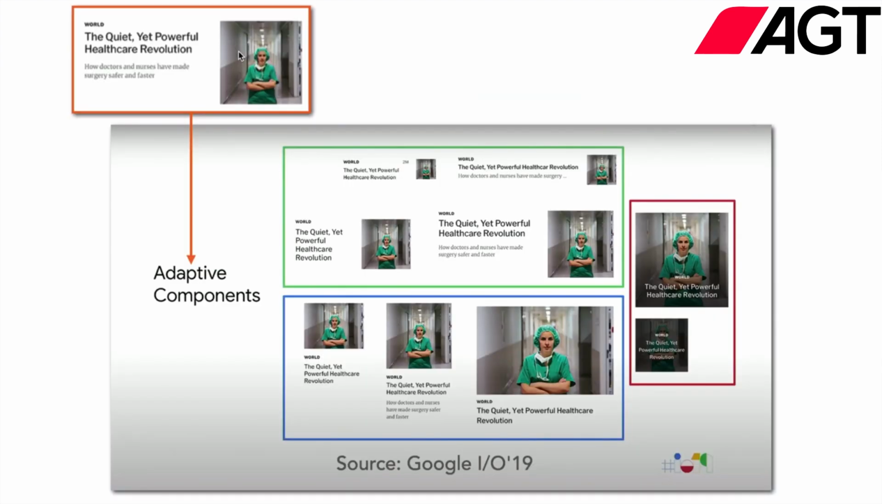By using the concept of adaptive components, you can take your responsive app to the next level. The idea behind adaptive components is very simple. Let's say you have a UI component as shown here. And by using the concept of adaptive components, you will build slightly modified versions of the same UI component as shown here. So here we have three categories.